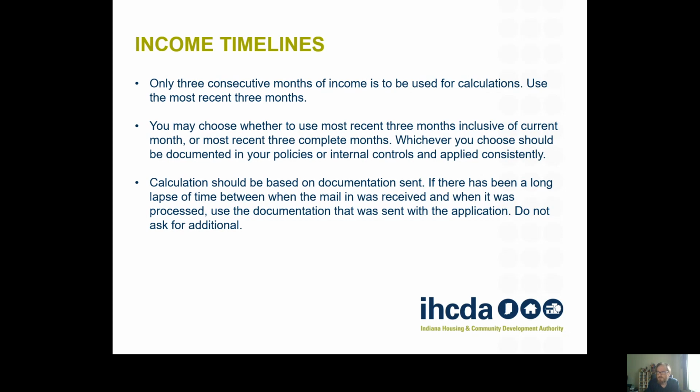Now you can choose whether that 3-month period that you're using is inclusive of the current month, or whether you want to look at the most recent 3 complete months. So for instance, let's say you are receiving an application on January 15th. If you're doing it inclusive of the current month, then you would count November, December, and January. If you're doing the most recent 3 complete months, you would use October, November, December.